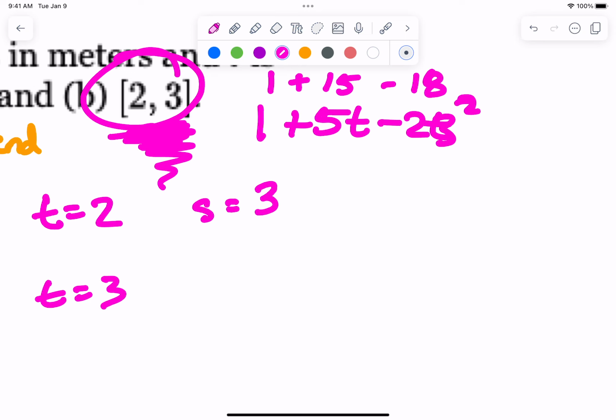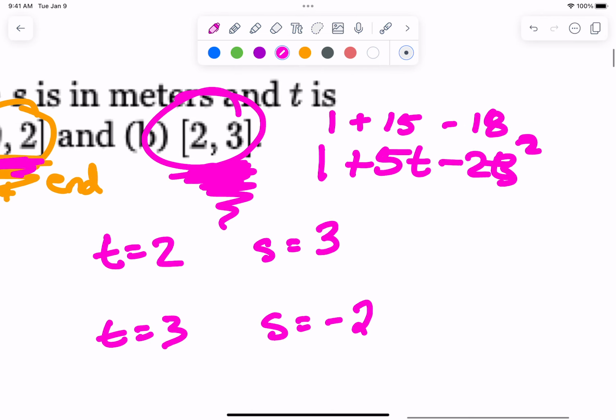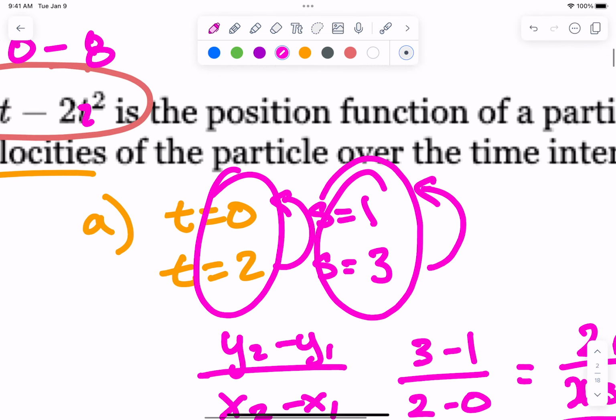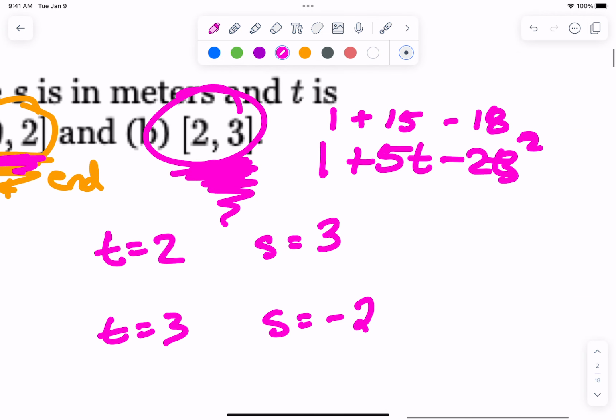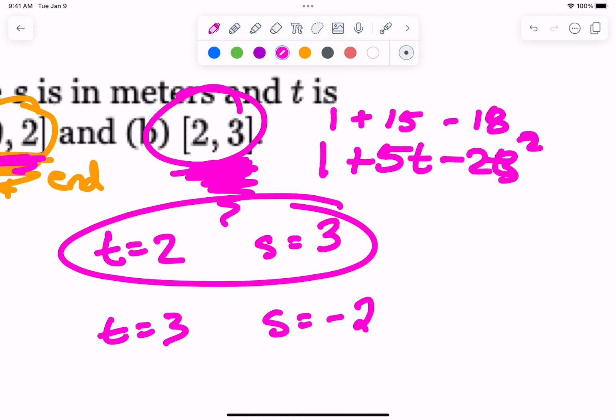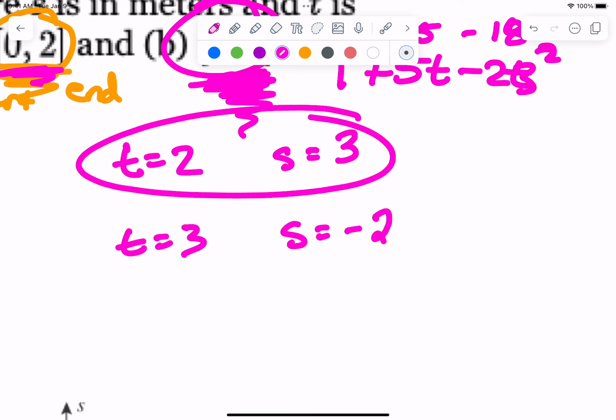Did I do that right? What's S going to be when we plug in 3? When did we plug in 2? Over here. Did we plug in 2 over there? Yeah, when we did 0 to 2. We're just doing the same thing, but now we're doing 2 to 3 instead. You see that? No.